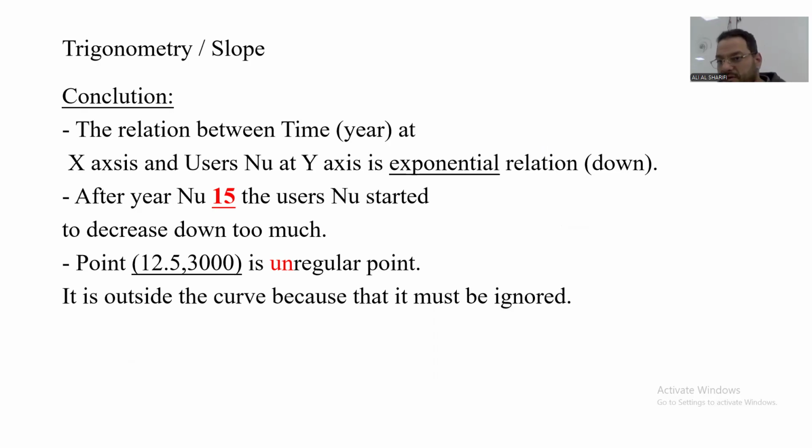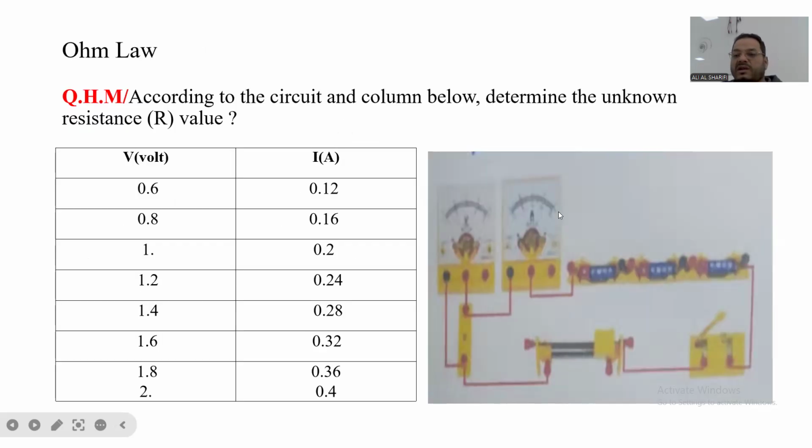The arrow direction goes to the bottom, to decrease too much after this number 15, the years number started to decrease too much. That will be helpful in the diode experiment. This point, in this direction, is irregular. Here should be IR. This point is outside the curve, so it must be ignored. Now the last one about the previous experiment.